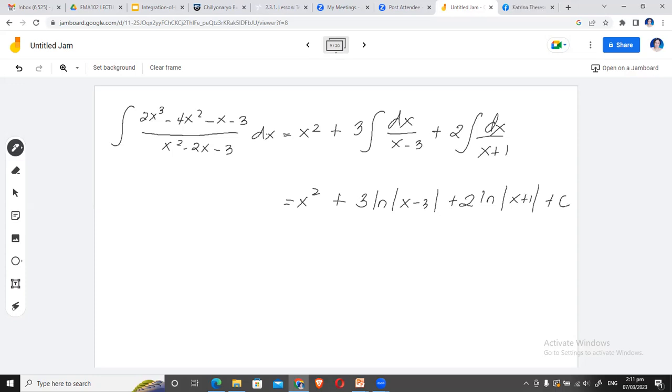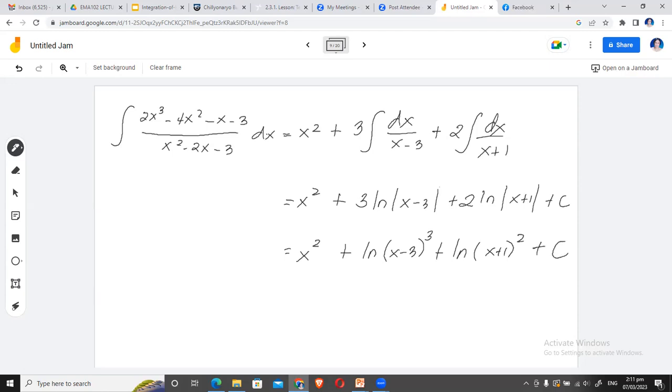Actually, this is the answer already. But if you want it simplified, it can be simplified using our properties of logarithm. So we'll have plus, this 3 goes here as the exponent of the x minus 3. So it could be written like this. And this 2 could be the exponent of this x plus 1. So you'll have ln of x plus 1 squared plus c.